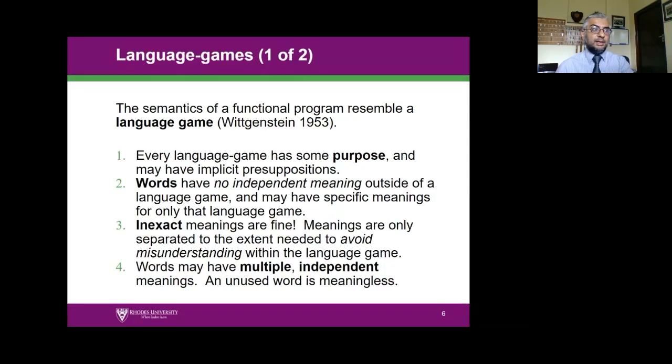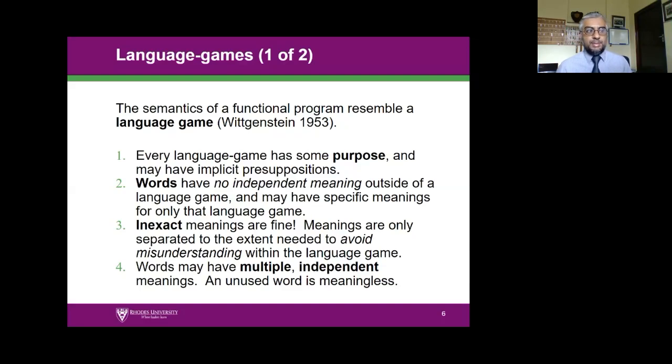Now, every language game has some purpose and may have implicit presuppositions. A parser has the purpose of parsing text and may have some presuppositions, such as an input can have an end, or new lines are important, or even characters can be more than a single byte, and so on.